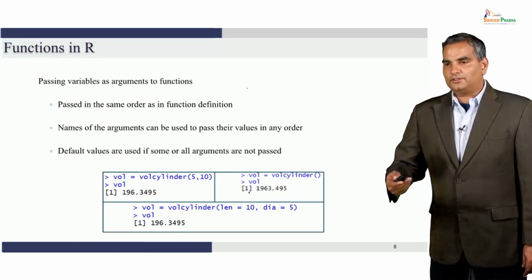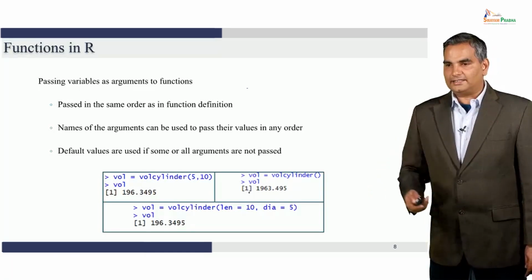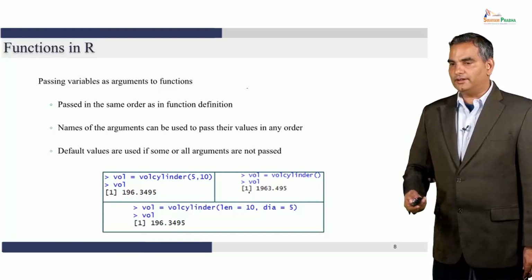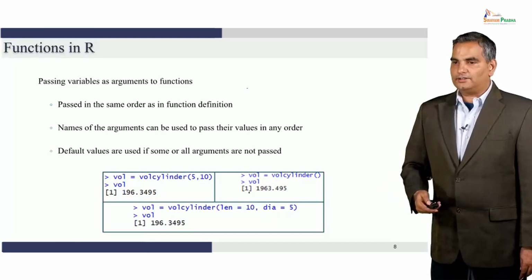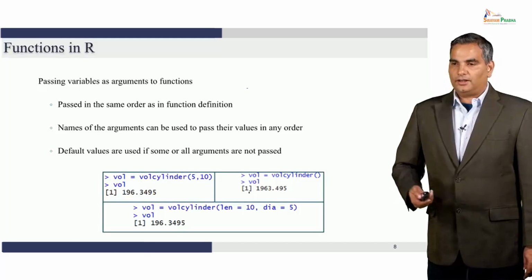Now let's see what happens if we access this function without the arguments. So on the right hand side I have volume is volume cylinder. Now the answer is 1963.495. It still computes a volume of cylinder without any arguments.